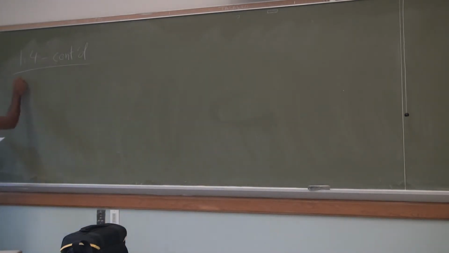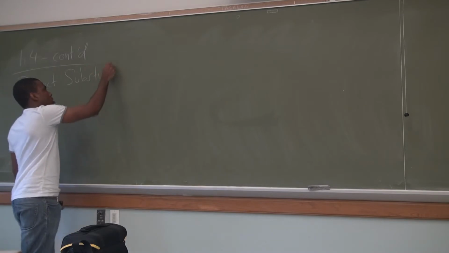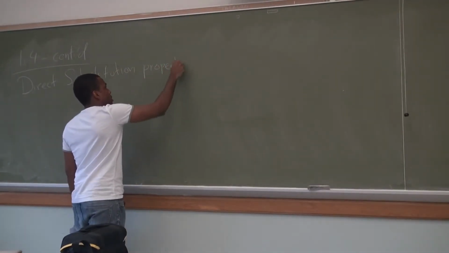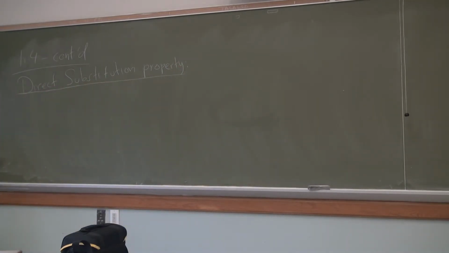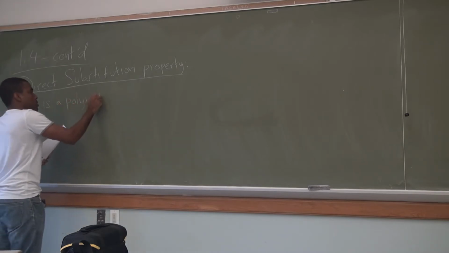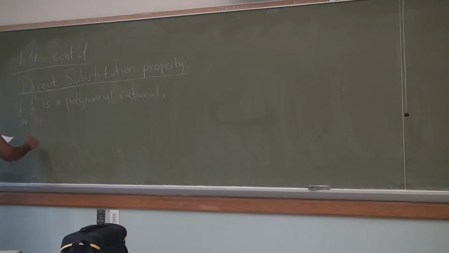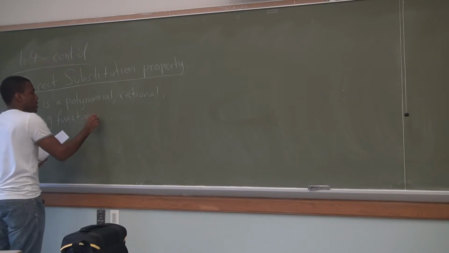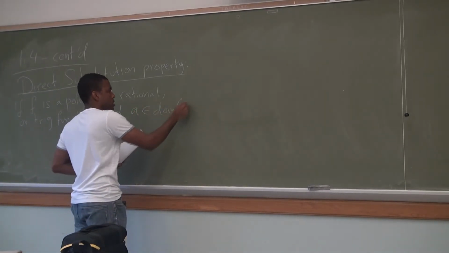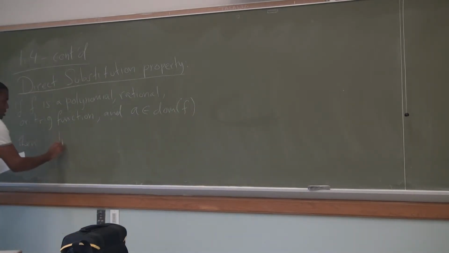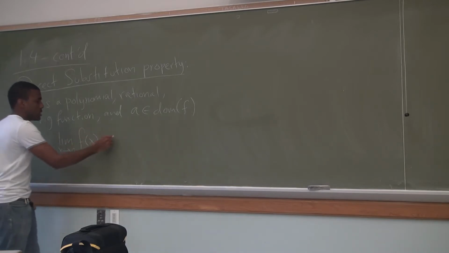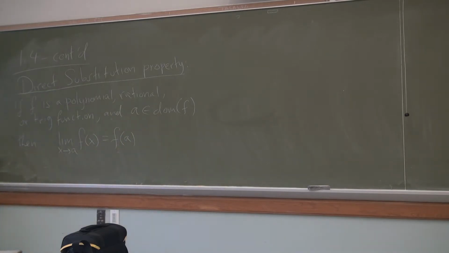Alright, so we're going to talk about the direct substitution property. We sort of applied this before, but basically there are certain types of functions where you can just plug in the number to find the limit. If f is a polynomial, rational, or trig function, and a is in the domain of f, then the limit as x approaches a of f(x) is simply f(a). You can literally just plug the number into the function, and whatever answer you get will be the limit.